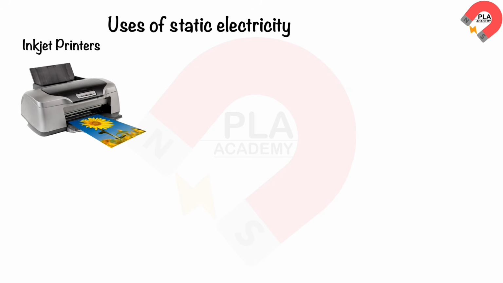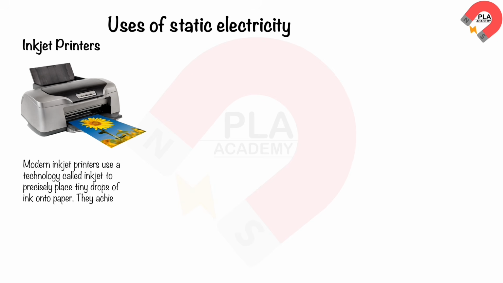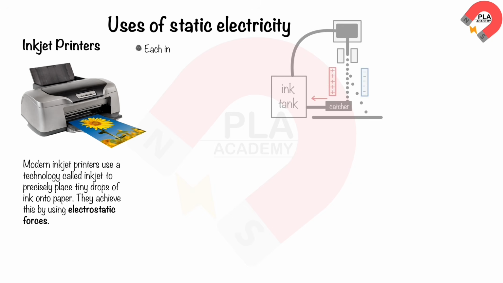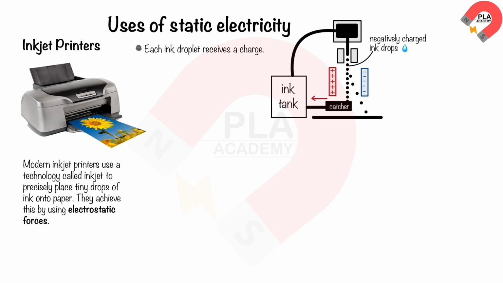Inkjet printers. Modern inkjet printers use a technology called inkjet to precisely place tiny drops of ink onto paper. They achieve this by using electrostatic forces. Each ink droplet receives a charge. These are the negatively charged ink drops. As each travels between a pair of deflection plates, electrostatic forces guide it to the exact position on the paper.